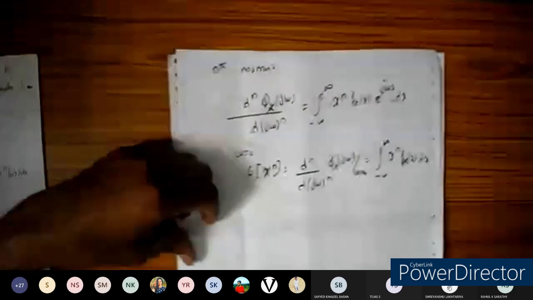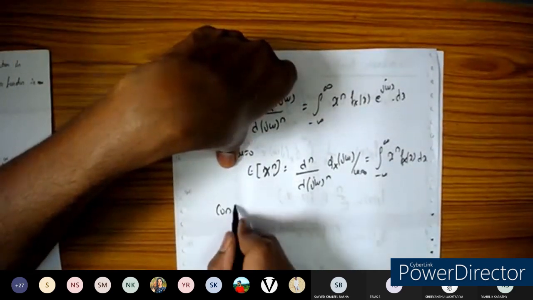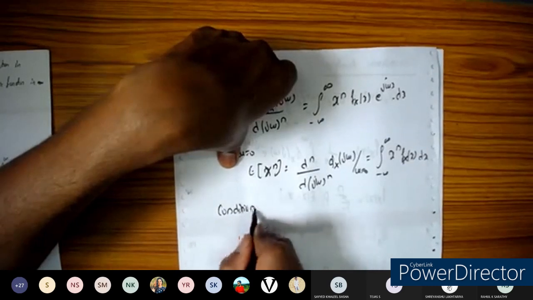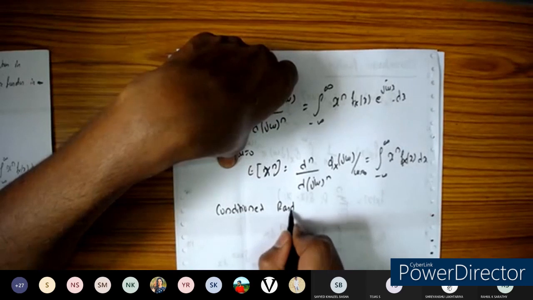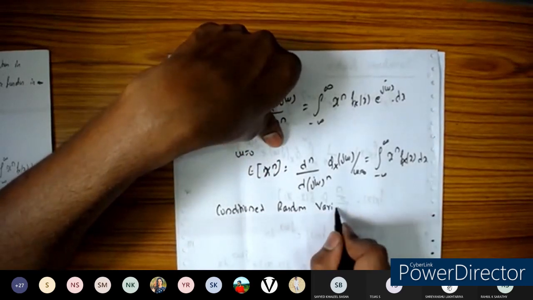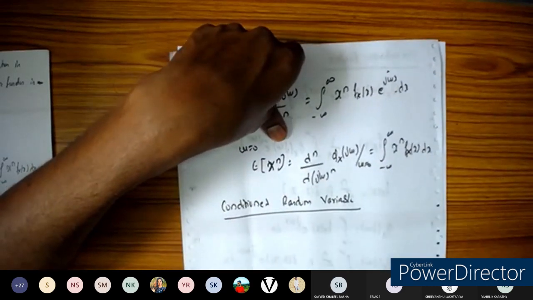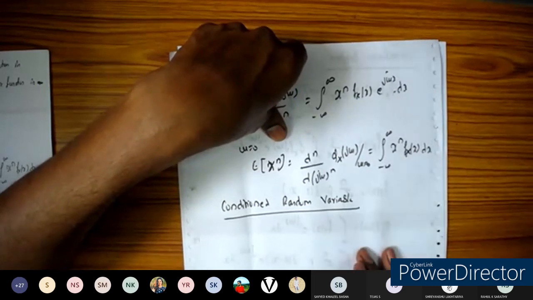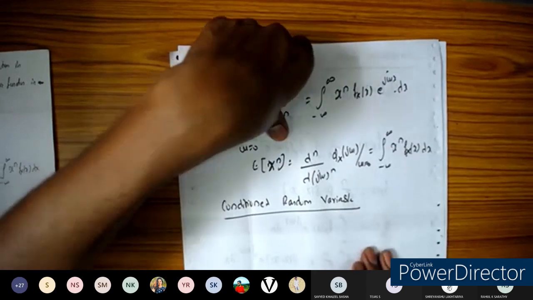Now we are going to define one more function, which is called a conditional random variable. Already we have seen the conditional probability, so I am going to recall that concept. Suppose the event B has already occurred, and the event A is supposed to occur, depending on the occurrence of event B. That we call the probability of A given B.